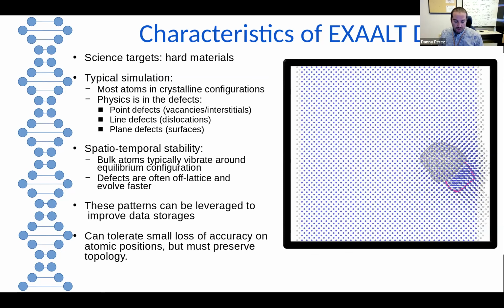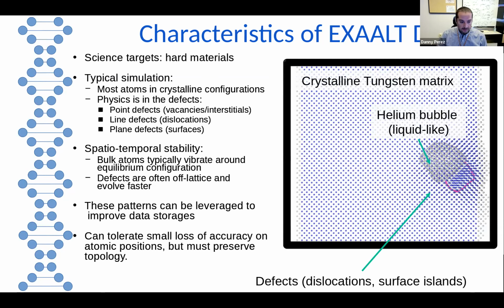In terms of accuracy, we can tolerate small losses, but what we want is to preserve the topology. We don't want to compress so much that we mislabel positions where we identify defects in our lattice, because the defect behavior is really what we care about. So we don't need super high tolerances for the compression, but preserving the topology is really important. Then I will hand it over to Cheng, who will tell us about the details of the compression algorithms they came up with.